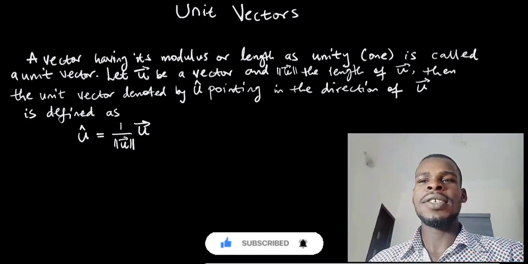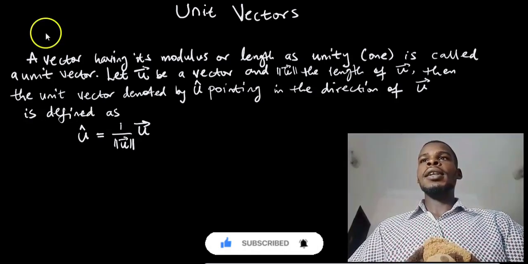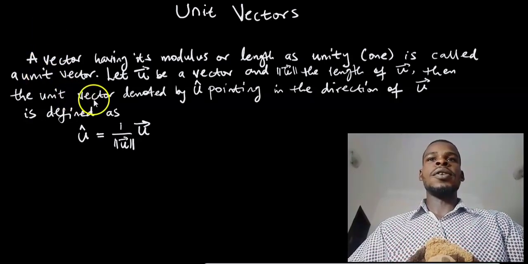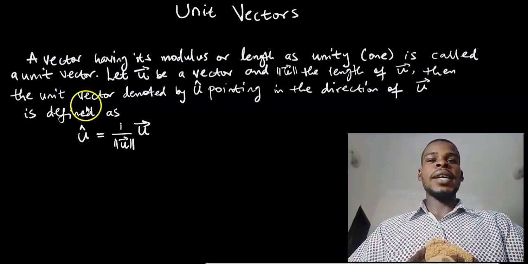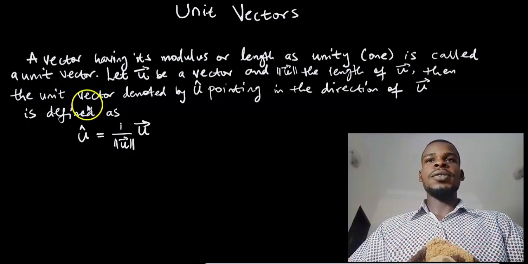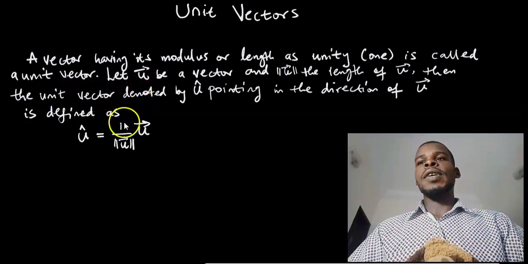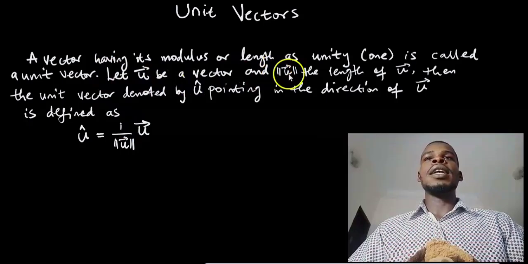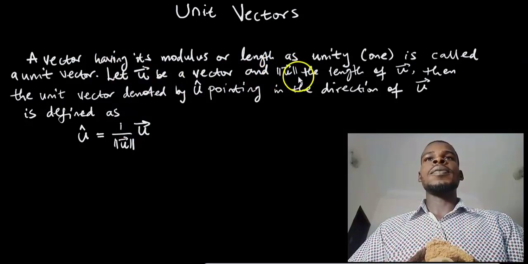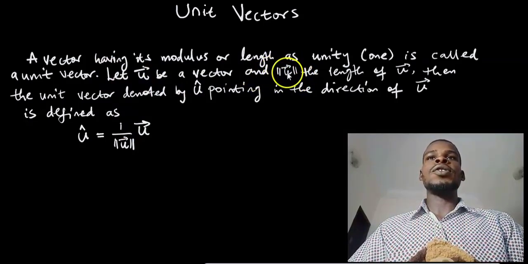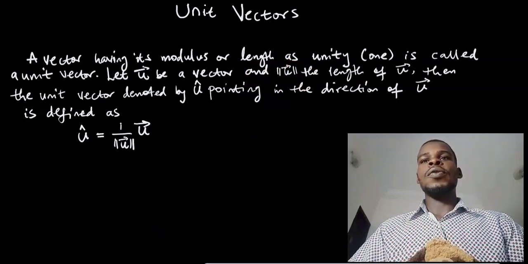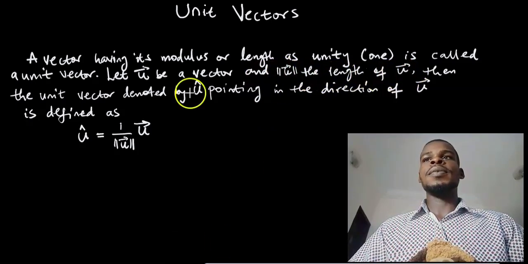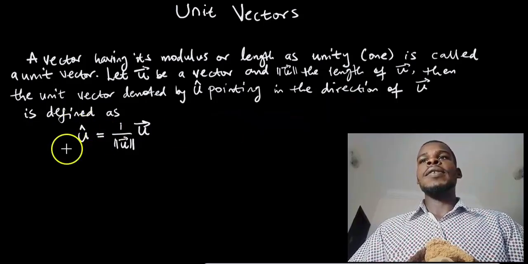Good. Okay, so let's just get right into it. A vector having its modulus, or you can say its length or magnitude, as 1 is called a unit vector. Now, this unit vector could be pointing in the direction of another vector. Let u be a vector, then the length of vector u is denoted by this. So if we denote the length of vector u as that, then the unit vector pointing in the direction of vector u is defined as this.